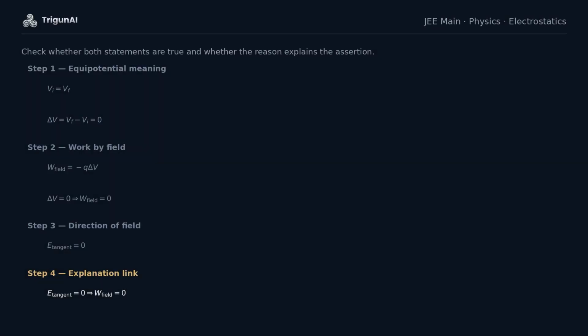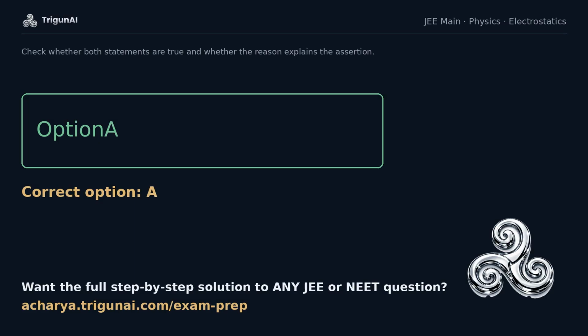Having no tangential component means electric field lines are perpendicular to the equipotential surface. This directly explains why a charge moving along it experiences zero work by the field. Both the assertion and the reason are correct, and the reason is the correct explanation of the assertion.